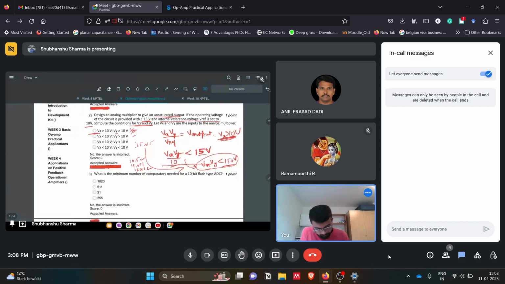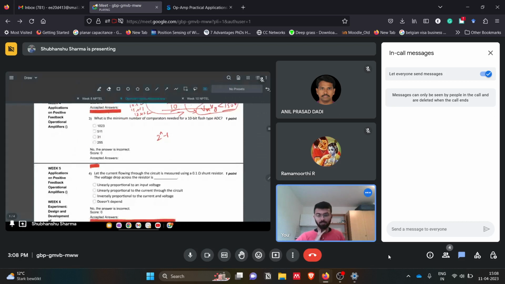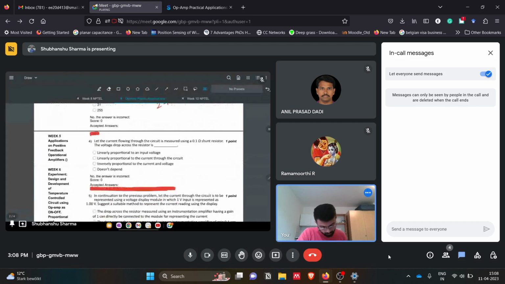Okay. So this is done. Then next question. What is the minimum number of comparators needed for a 10-bit flash type ADC? This is also very easy. 2 to the power n minus 1, this is like easy.